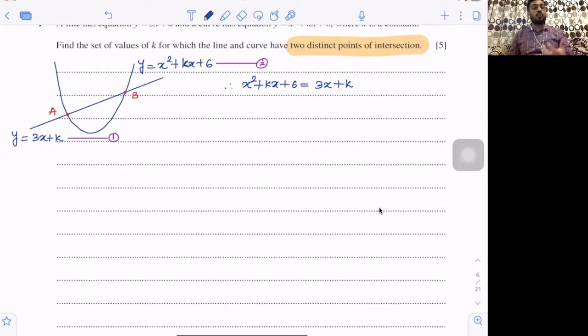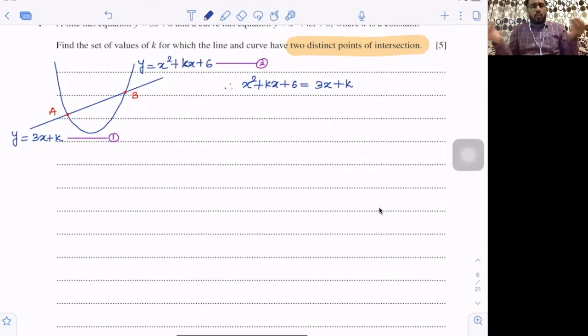I'm trying to solve the two equations simultaneously. I'm trying to find the coordinates for points A and B. What should be the set of values of k for which the line and the curve might have two distinct points of intersection? So that's a very important line, students. You want to remember that now. Okay, so x square plus kx plus 6 equal to 3x plus k.